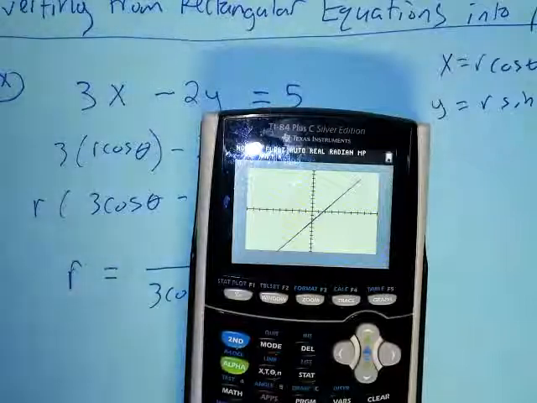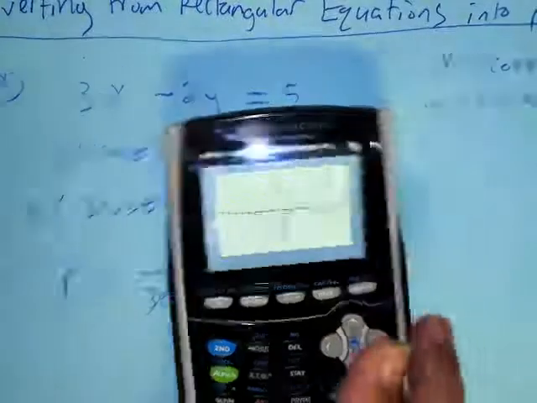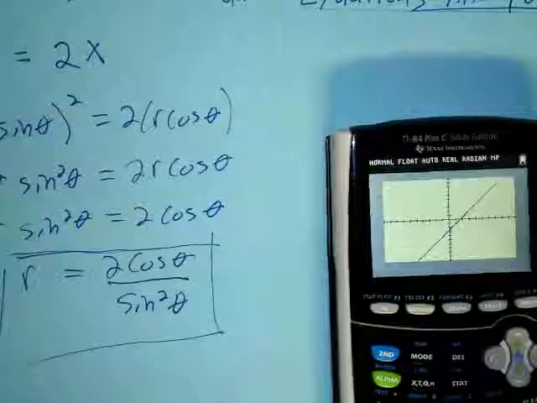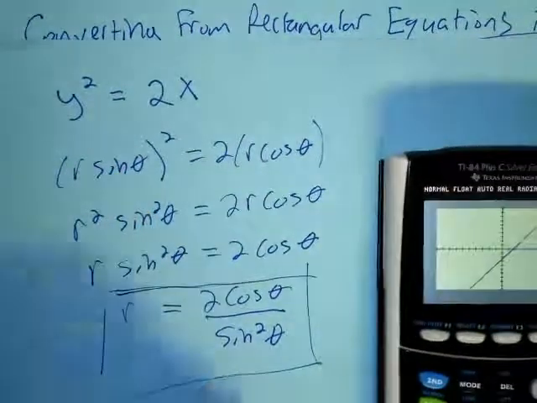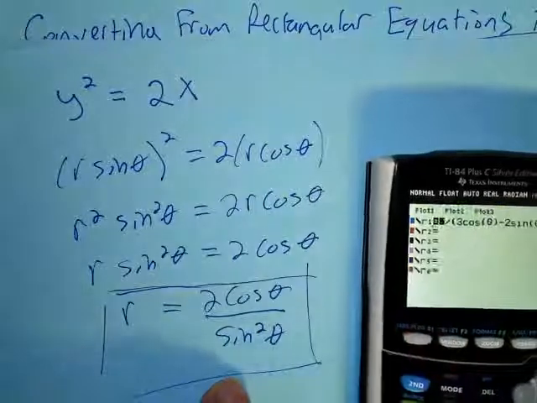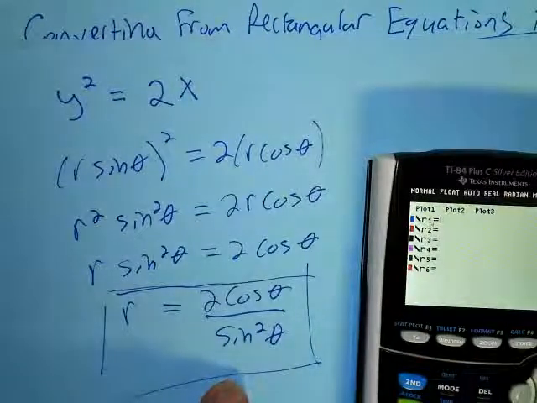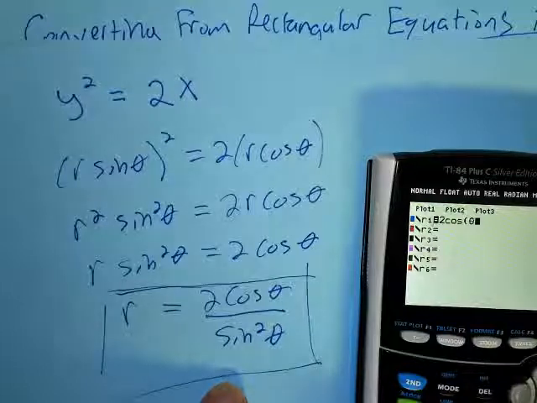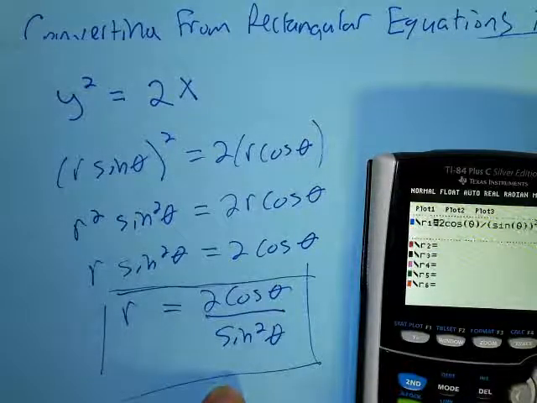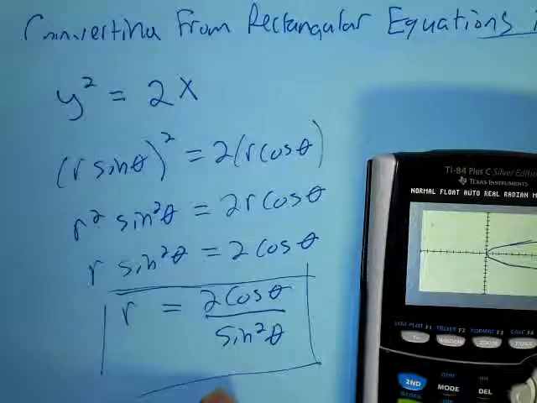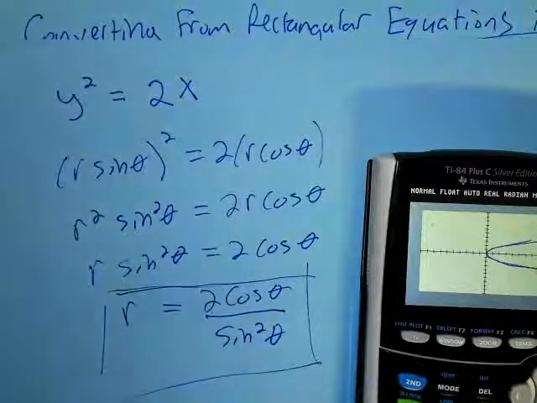because it's not a function, right? Here, this ends up being like a parabola on its side. So let me plug this in. So 2 cosine theta divided by sine theta squared. And then there you get to see the parabola on its side.